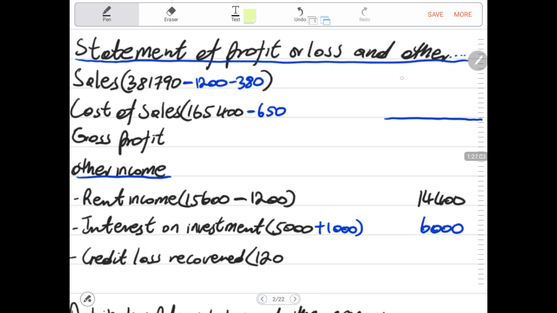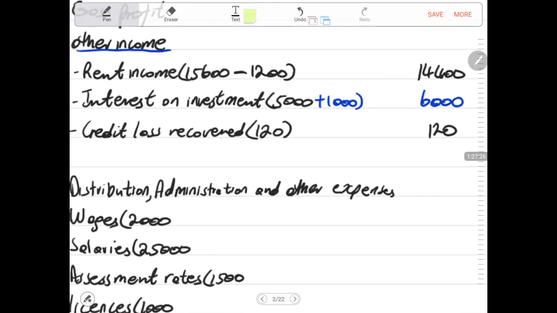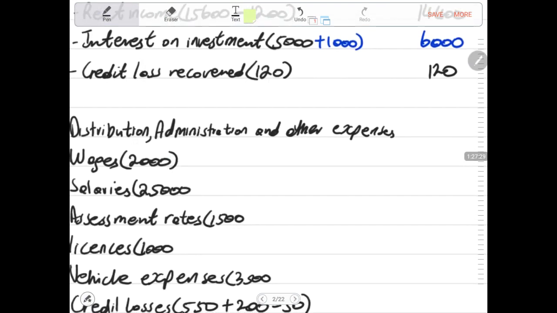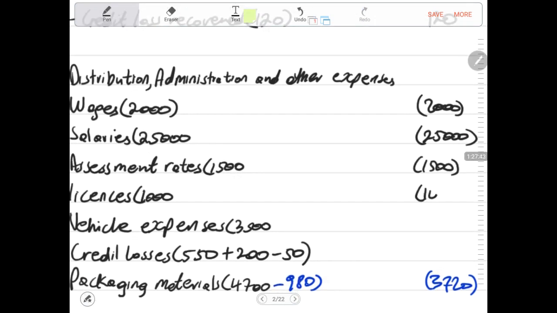We have our sales, which are 380,210, cost of sales 164,750. We're just adding now. We have 14,400. When it comes to credit loss recovered, there was no other adjustment. Wages, they remain the same amount, 2,000. So where there's no adjustment, you just keep the amount as it is. 25,000 as our salaries. Rates, there was no adjustment regarding rates, 1.5. Licenses, 1,000.